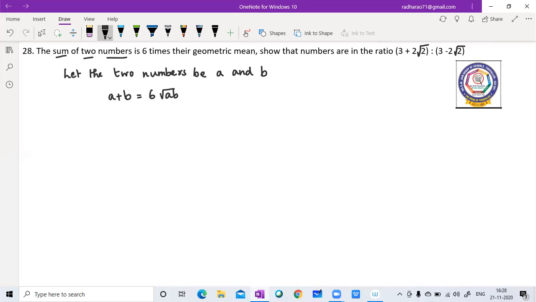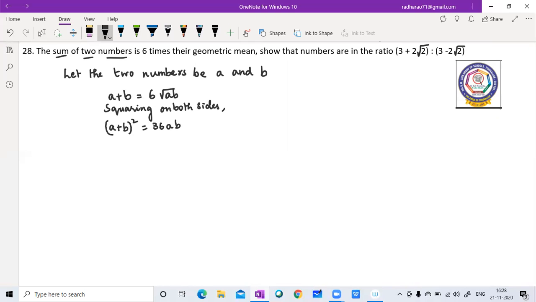So I square it on both the sides. When I square it on both the sides, what do I get? A plus b the whole squared is equal to 36 ab.